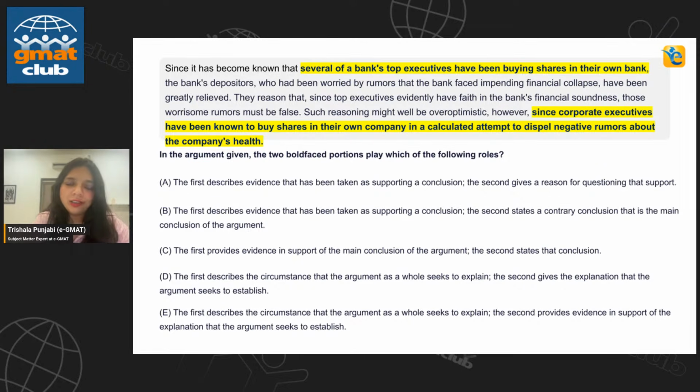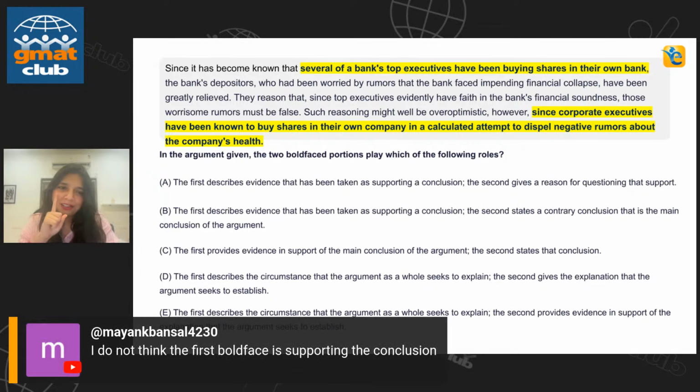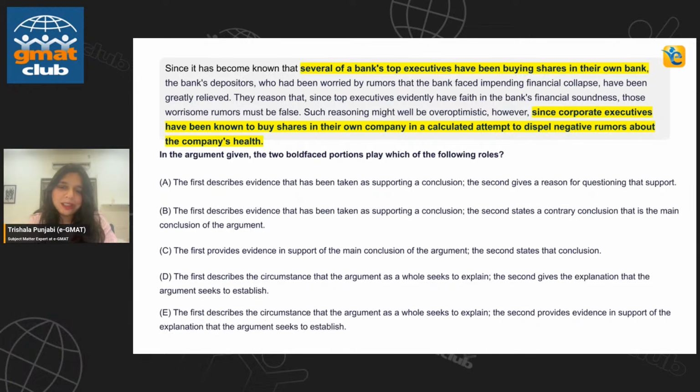Yeah, you are right, Mayank. Absolutely right. It is not supporting the conclusion. And I'll come to that. Very interesting point you raised there, Mayank. I'll come to that. Okay. So are you guys clear that it cannot be D and it cannot be E because it is false? Or is there still some doubt there? I will specifically deal with this one. But yes, are you guys clear about why it is not D and E?